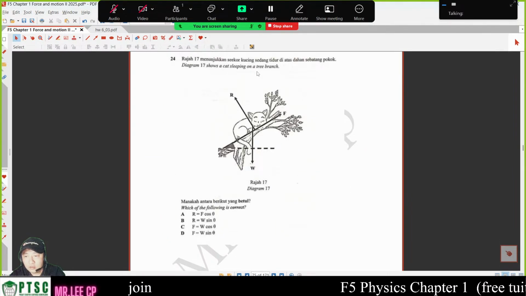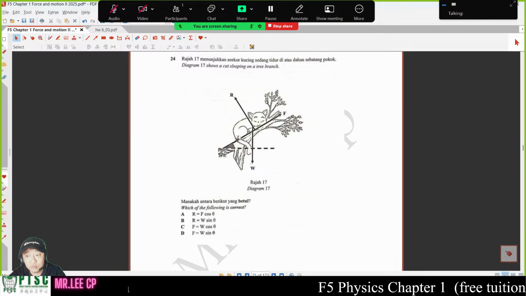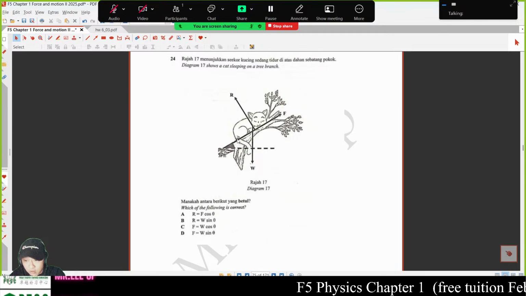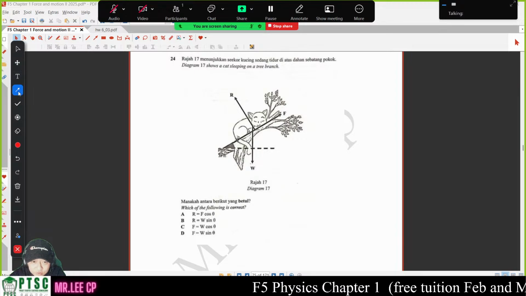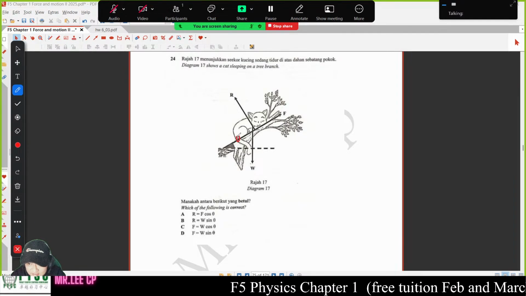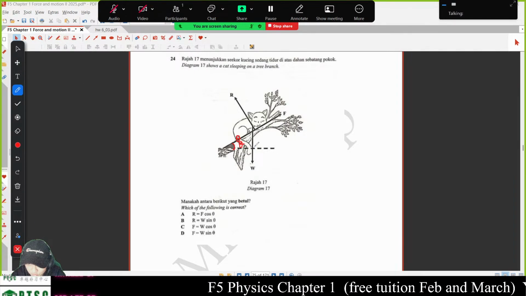Now, a cat is sleeping. Sleeping means not moving. So this one is theta. Their theta is not drawn well. They put it here. So we just know this theta is here.